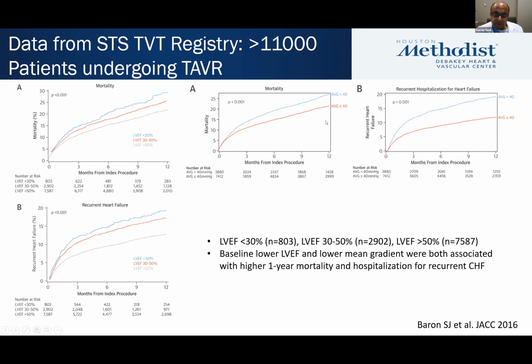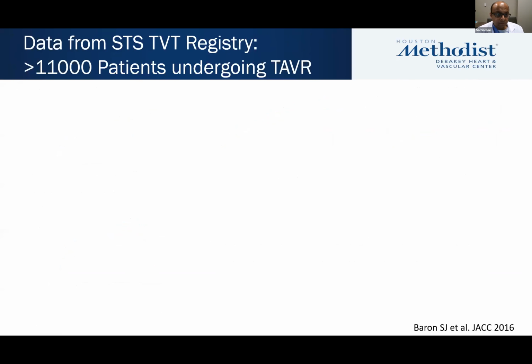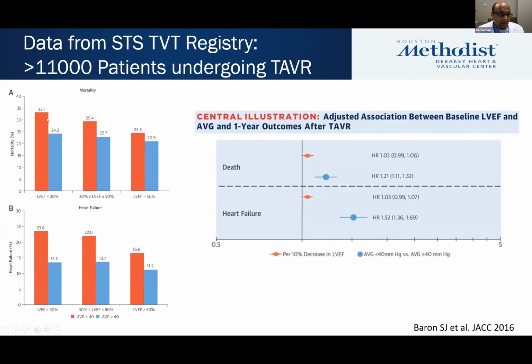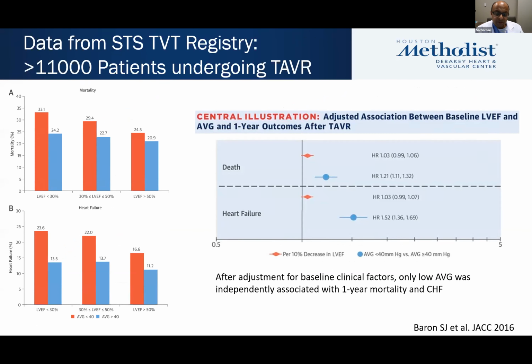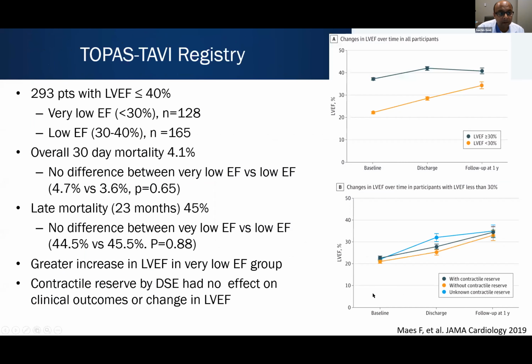They stratified also patients based on their gradient, the mean gradient of less than 40 versus more than 40. Again, higher mortality and heart failure in those with lower mean gradient compared to those with high mean gradient. This is another way of looking at the data. Mortality on the top and heart failure on the bottom, stratified by EF and mean gradient. When they did some adjusted analyses between the EF and the gradients after adjusting for baseline characteristics, however, the EF did not remain an independent predictor anymore. However, the mean gradient of less than 40 remained an independent predictor of poor outcome at 1 year, meaning mortality and heart failure.